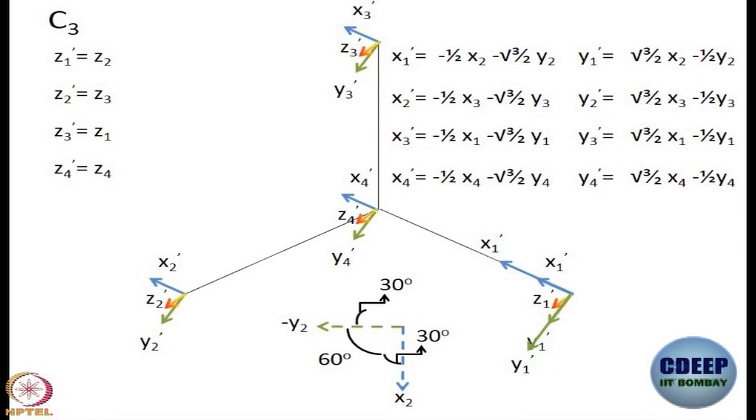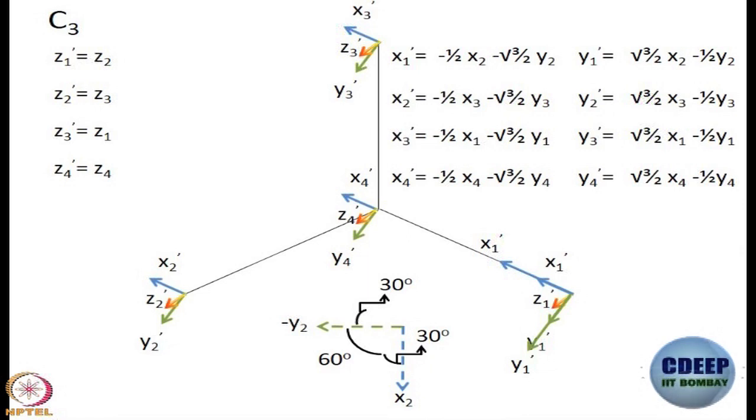Sure. And then the rest is simple. X2 dashed, y2 dashed, same coefficients. Same coefficients, x3 dashed, y3 dashed, same coefficients. The only thing that you have to be careful about is which atom you are working with. Any question? No question? Okay. X4 dashed, of course, x4 is the only atom that does not move. So, x4 dashed is minus half into x4 minus root 3 by 2 into y4.